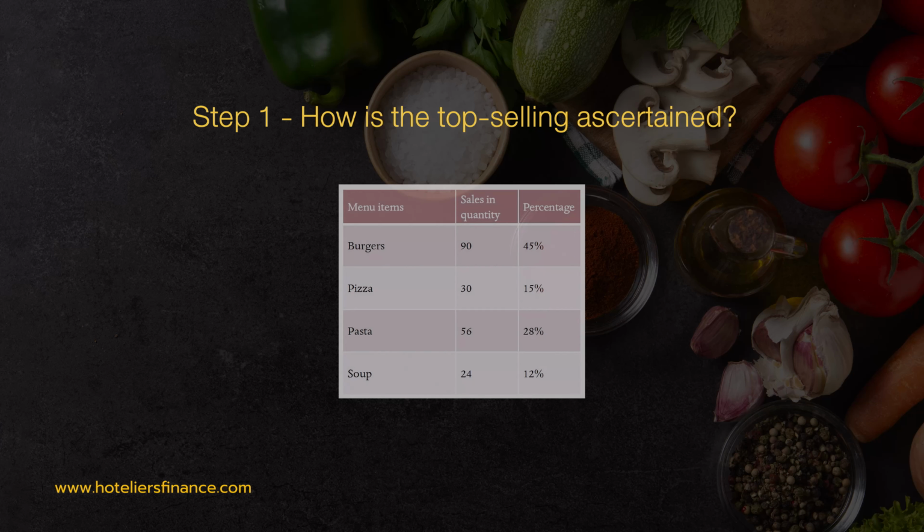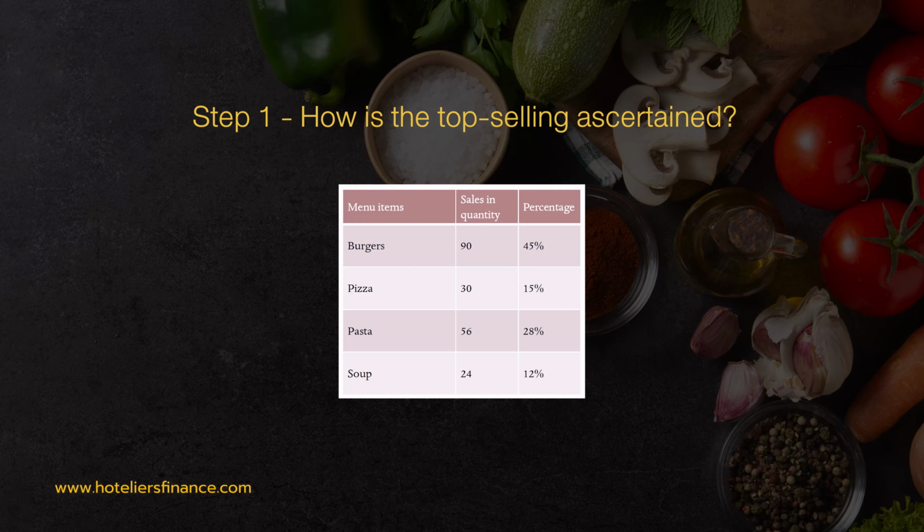I've taken an example for 4 items only. A small example. We have burgers, pizza, pasta and soup. And for a week, how many of these items are sold? The burgers are 90, pizza 30, pasta 56 and soup 24. So a total of 200 items has been sold.